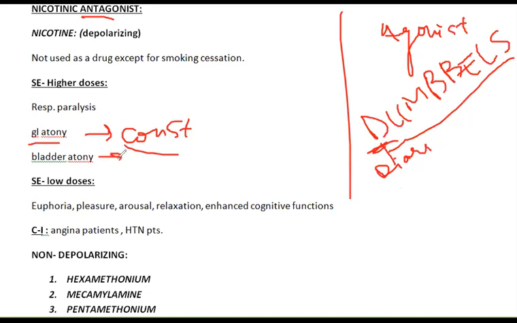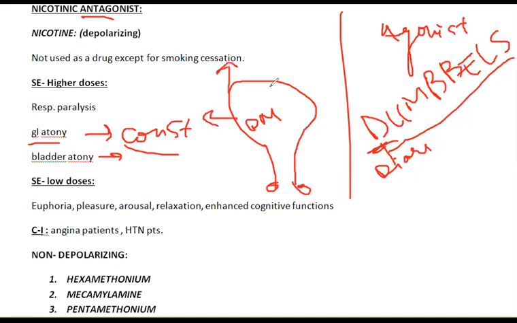Then also bladder atony. This is your urinary bladder, this is your detrusor muscle, and these are your sphincters. When your bladder will not contract, it will ultimately relax. And when your bladder relaxes, it will not feel pressure. When it does not feel pressure, that stimulus of pressure will not go into your central nervous system, the response will not come, and you will not urinate. So the result will be urinary retention. That is, you will not be able to pass urine.